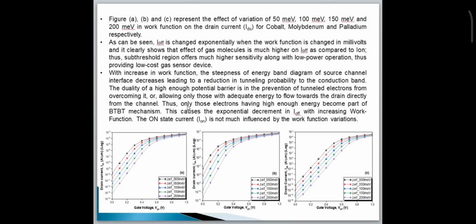Thus, only those electrons having high enough energy become part of the band-to-band tunneling mechanism in the off state. This causes the exponential decrement in the off current with increasing work function. The on-state current is not much influenced by the work function variation. You can note in the figure that the variation in the on current is very small as compared to the variation in the off current of the device.